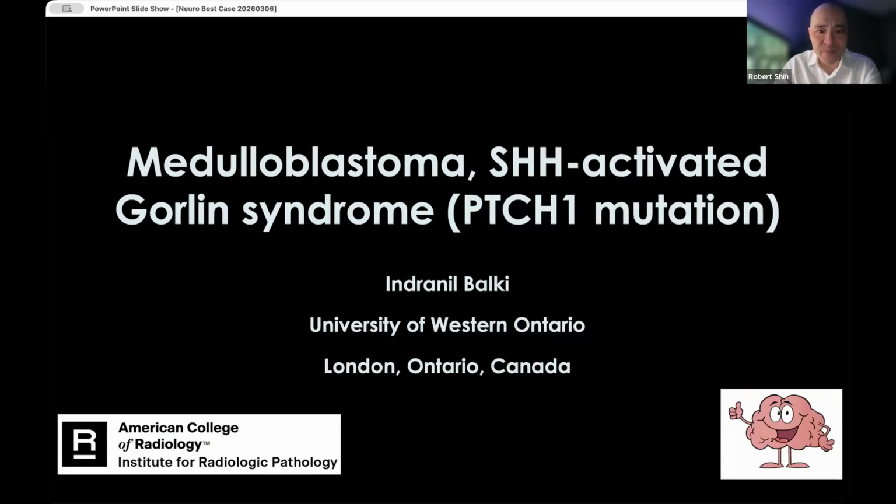So I want to thank Dr. Balke for this very interesting case of a sonic hedgehog activated medulloblastoma in an infant in the setting of Gorlin syndrome due to a PTCH1 germline mutation.